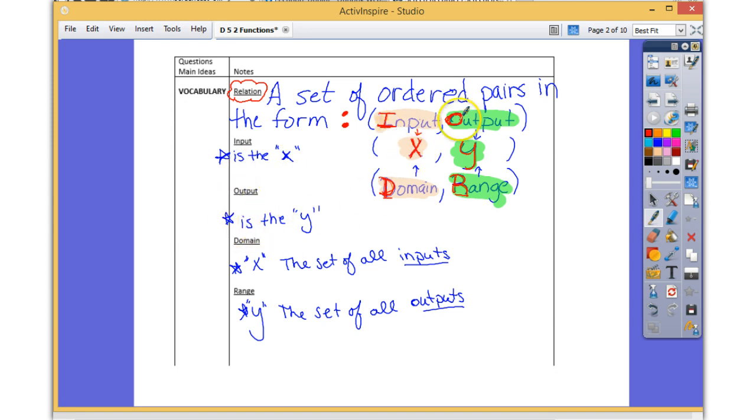Okay, and like I was saying, the input is the X. The output is your Y. And that's what's written here. The domain, that is the set of all inputs right here. All your X's, the first one in your ordered pair. Your range is the Y, the set of all outputs. That's your Y coordinate in your ordered pair.